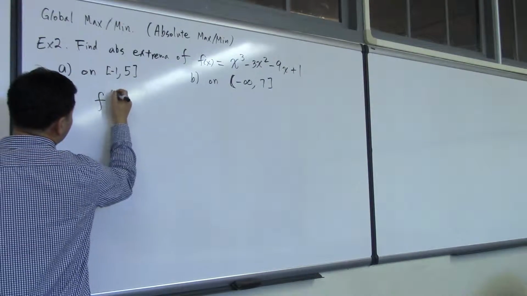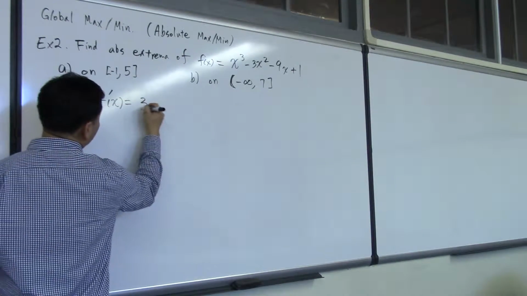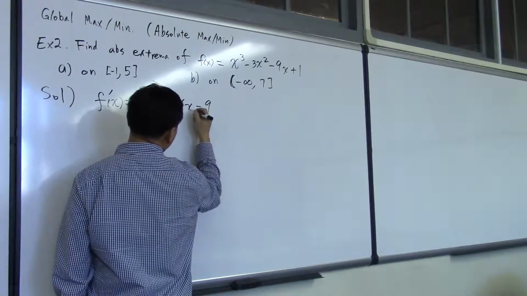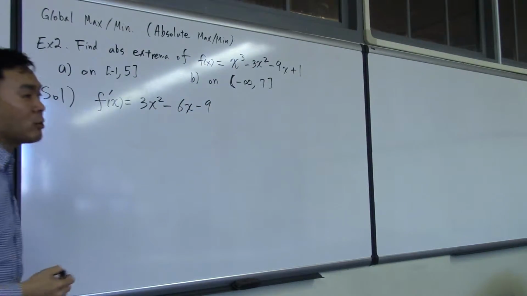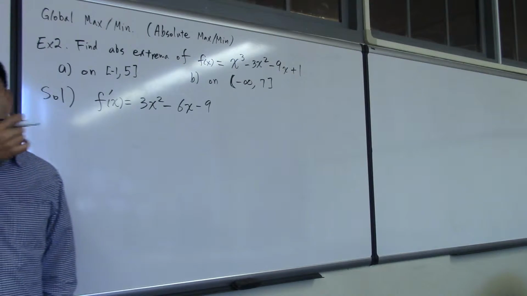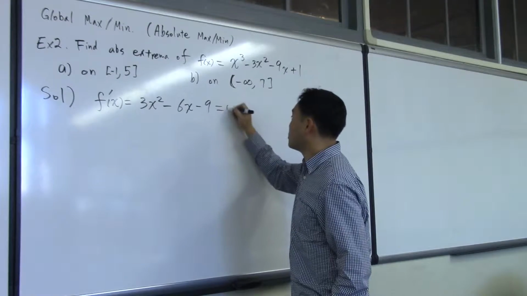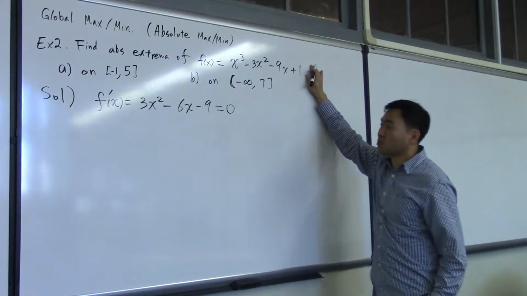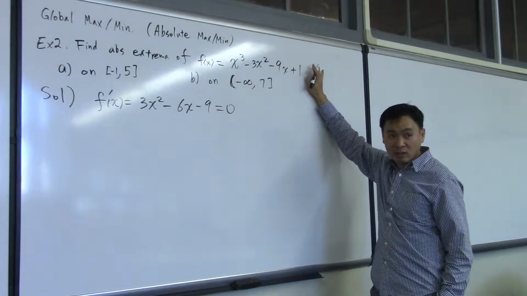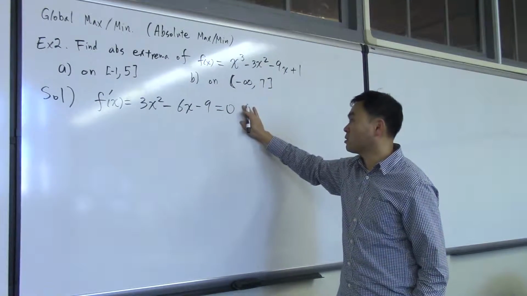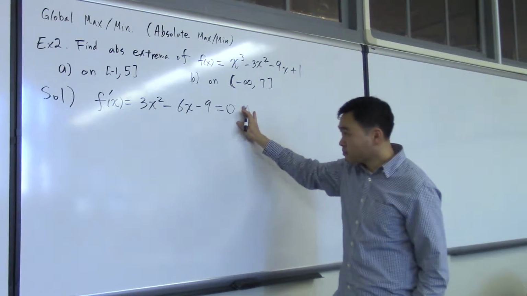You first take the derivative, 3x squared minus 6x minus 9. Now, why are we differentiating? Because we want the critical numbers, right? So we set it equal to 0. This is a polynomial, so the derivative will always exist for a polynomial. You don't have to worry about the point where the derivative does not exist.